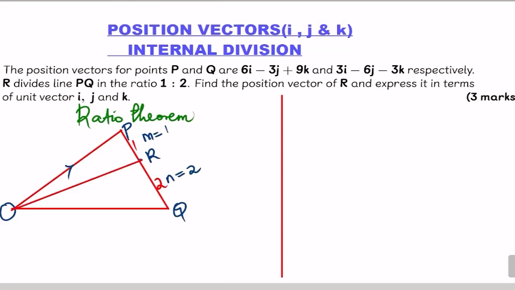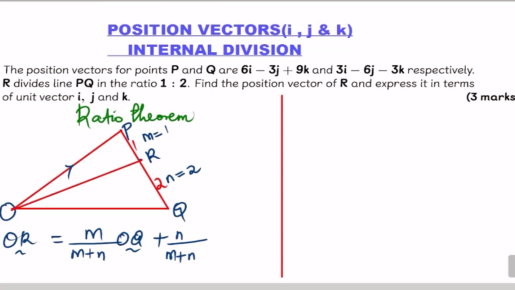This is how we apply the ratio theorem. OR is given by m divided by m plus n, multiplied by the vector opposite m, which is OQ, plus n divided by m plus n, multiplied by the vector opposite n, which is OP. So OR is given by m is 1, divided by m plus n, which is 1 plus 2, which is 3. Then OQ.